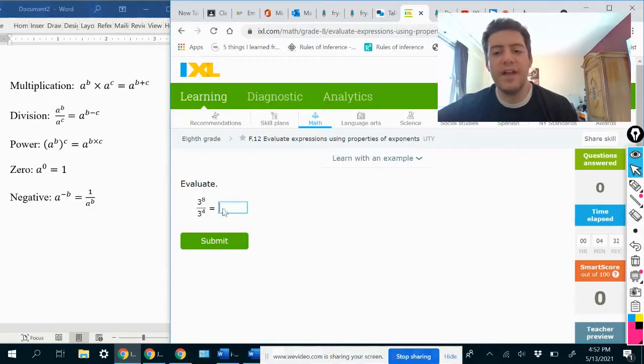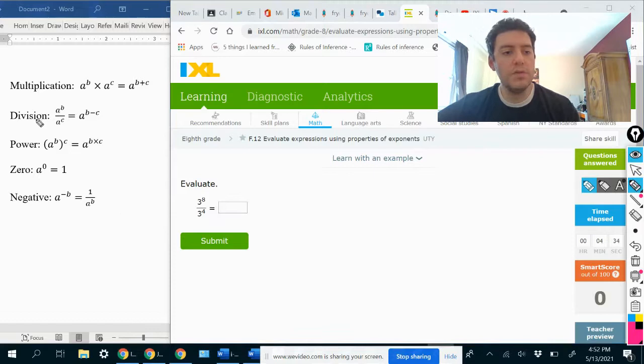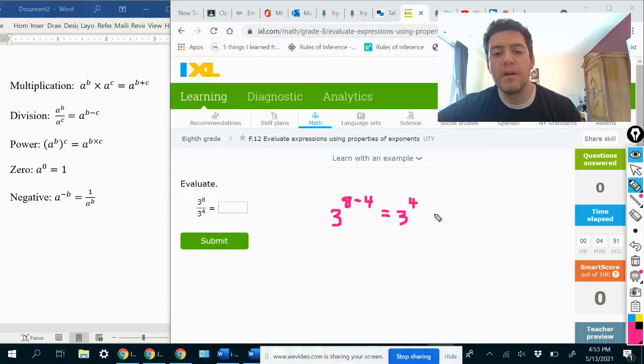Over here we're dividing, so we're going to use this rule. If I'm dividing, then I know that I should subtract the exponents. So 3 to the 8th divided by 3 to the 4th is 3 to the 8 minus 4. Okay, 8 minus 4 is 4, so we get 3 to the 4th power, which just means 3 times 3 times 3 times 3.